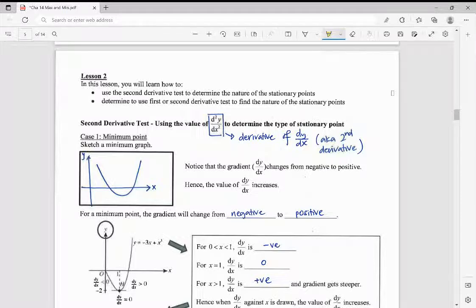In this video, we will talk about using the second derivative test to determine the nature of the stationary point. When we say second derivative, we are looking at this symbol. It basically means the derivative of dy/dx, which is differentiating dy/dx, and then you will get the second derivative. Before we start, let's take a look at this example.